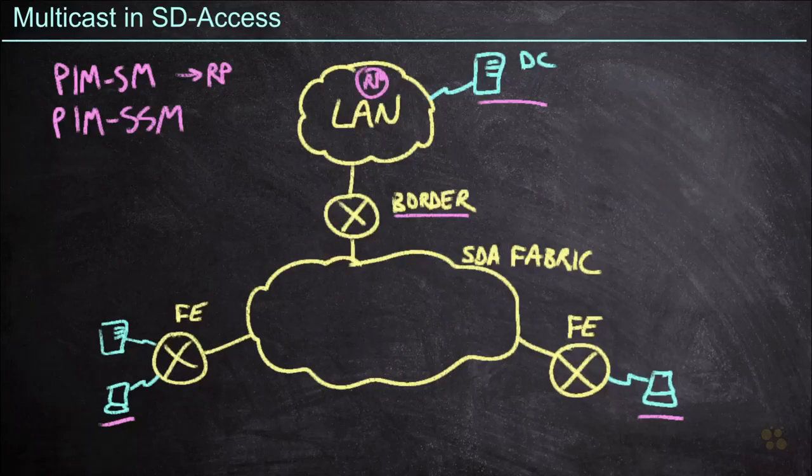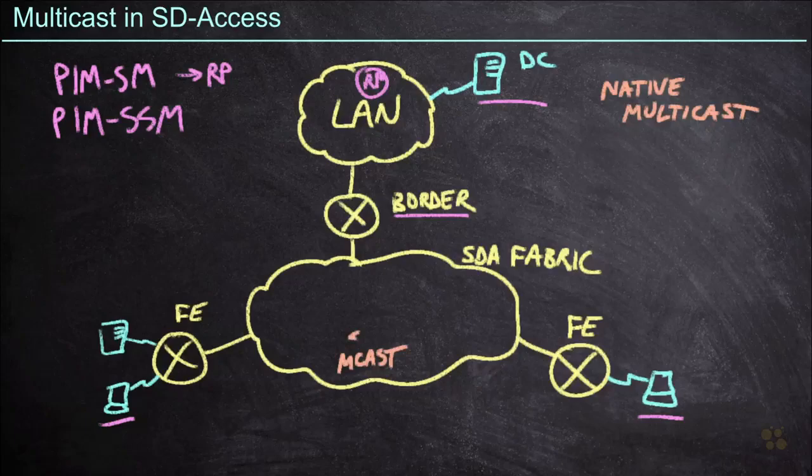Fortunately, Cisco came up with a second option that is called native multicast. This option requires us enabling multicast inside of the underlay. And specifically, it's going to have to be configured for source-specific multicast. At this point, we are going to configure PIM and IGMP and such on all of the routers inside of our underlay.